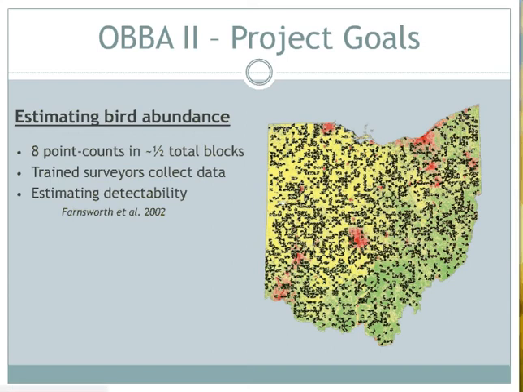Another addition for the second Atlas here in Ohio was adding bird abundance. We wanted to conduct 8-point counts in approximately half of blocks across the state. We did this by not using volunteers, but trained surveyors each year. It's a fairly rigorous protocol to estimate detectability based on methodology developed by Farnsworth et al. in 2002. So all individual birds were tracked during discrete time and distance bands.